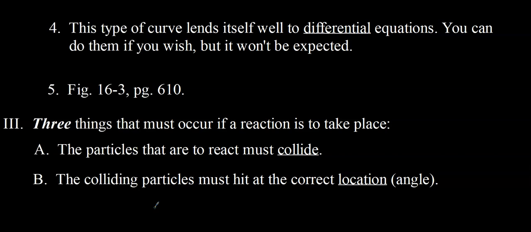In order for two particles to react, the particles must collide. Now be careful, not all collisions result in a chemical reaction. So the next two things in the notes are kind of the conditions for the collision to result in a reaction. Condition number one, the colliding particles must hit at the correct location or orientation or angle. Take a look on page 632. There's a really good diagram that shows this.